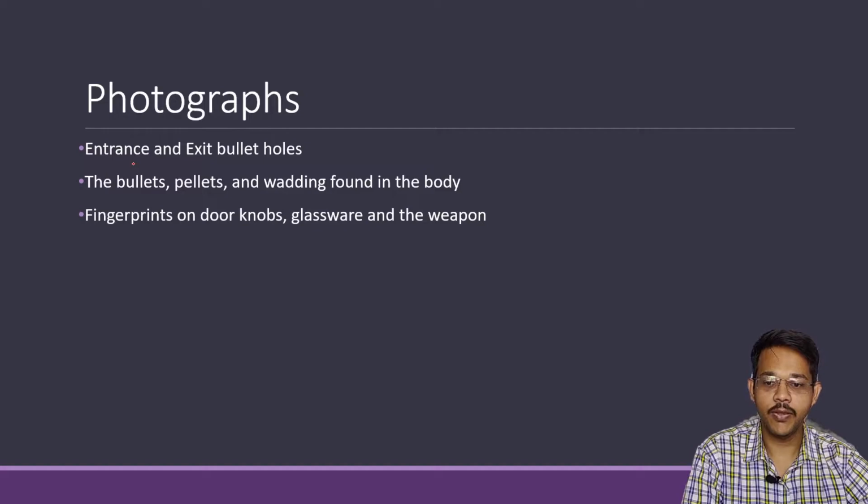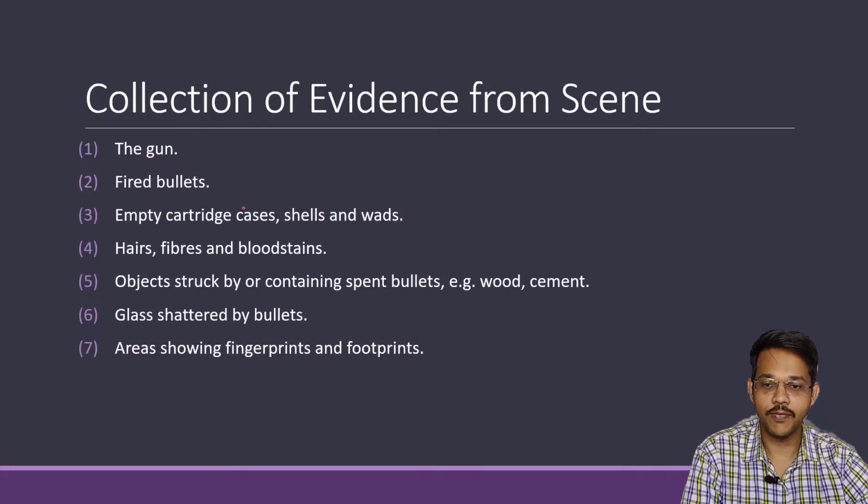Next, photographs of entrance wounds and exit holes should be taken. Photographs of bullets, pellets in case of shotguns, and wadding in case of shotguns, if found in the body, have to be taken. Fingerprints on doorknobs, glassware and weapons have to be photographed.